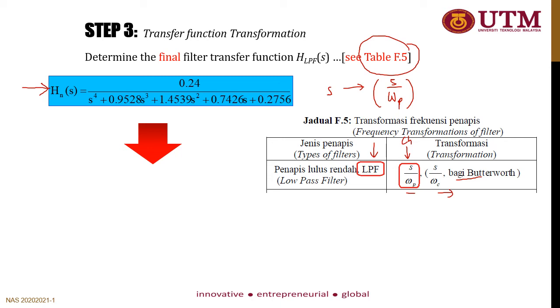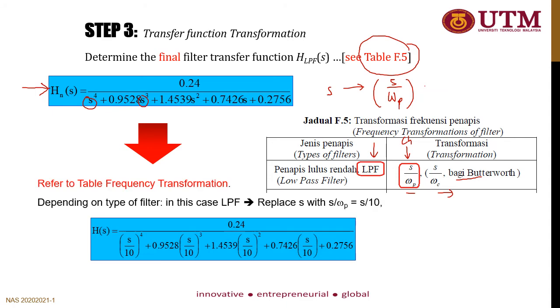All s in your normalized transfer function need to be replaced by the new equation, s equal to s divided by omega p. In this case, your omega p is 10, so you need to replace all s with s divided by 10. So this is your actual or final transfer function.